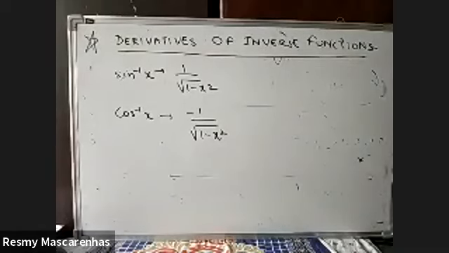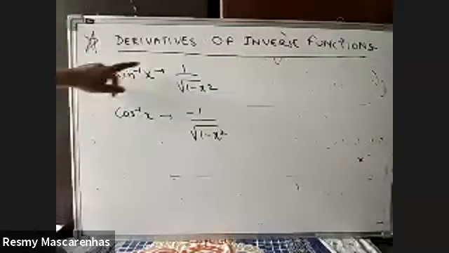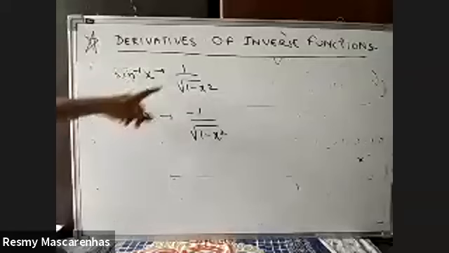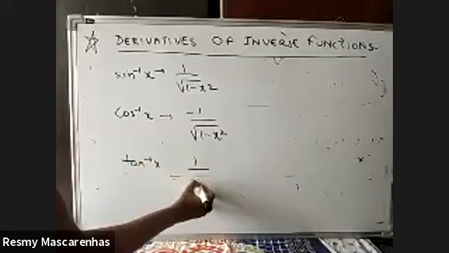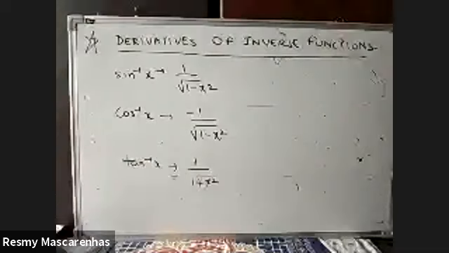I will revise back. Sine inverse is this derivative, this is cos inverse, and this one is tan inverse, whose derivative is 1 upon 1 plus x square. Cot inverse will be minus. Okay, so this way 6 standard derivatives of inverse functions are given to you, formula number 16 till 21.